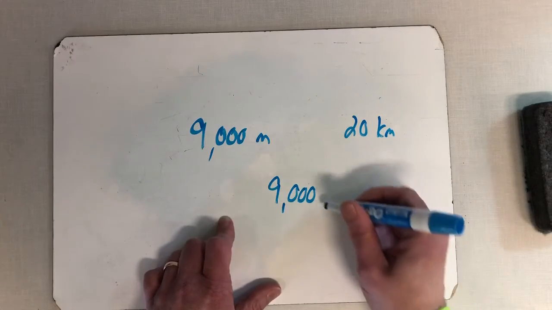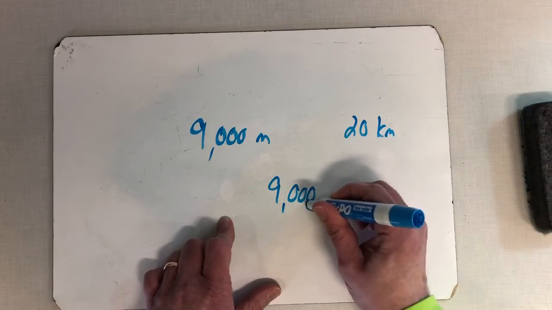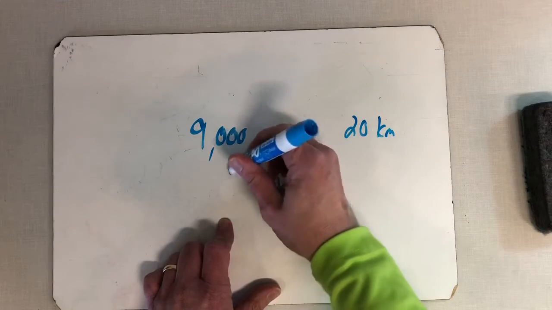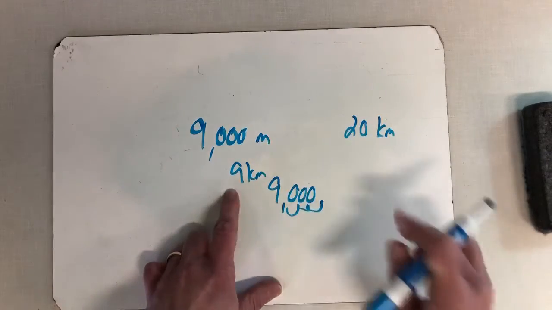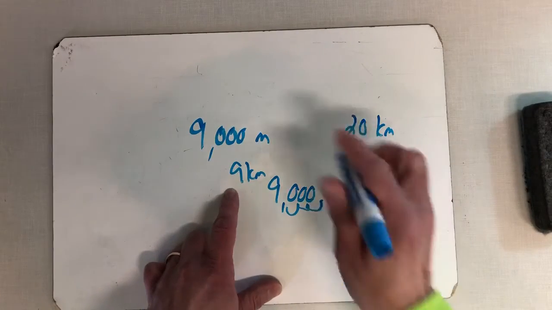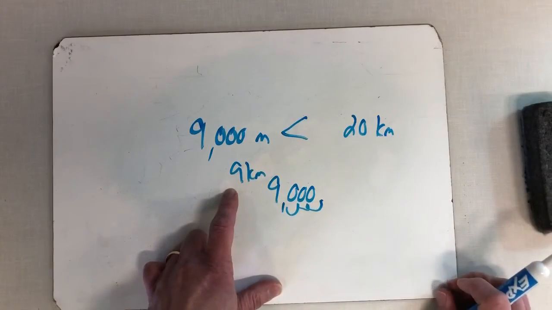All right, how many meters were in a kilometer again? We just did that as 1,000. Good. Alakazam. 1, 2, 3. So that gives me 9 kilometers here. 9 kilometers is clearly less than 20 kilometers, right?